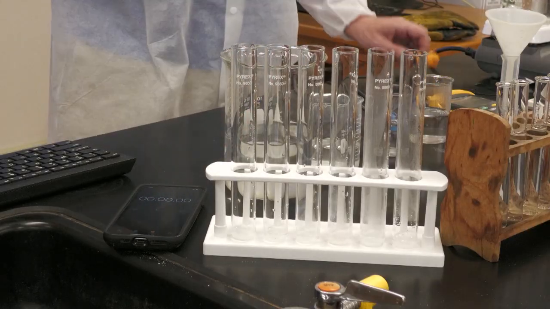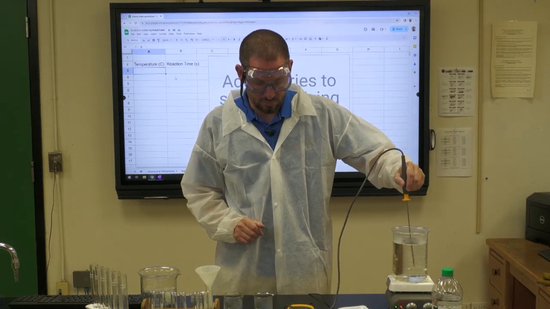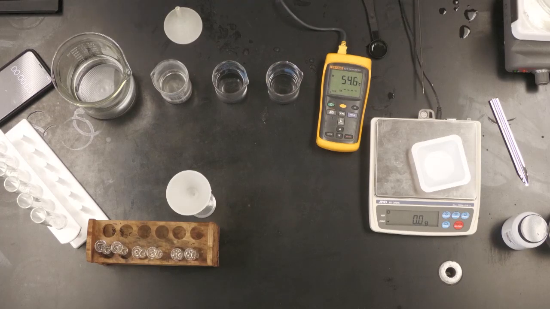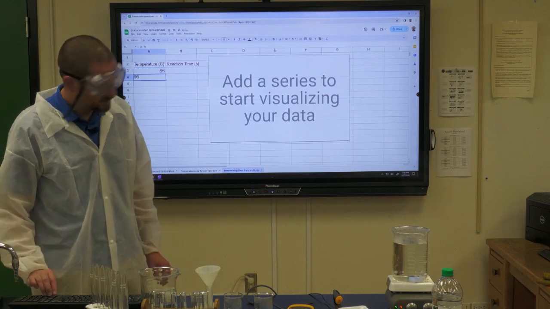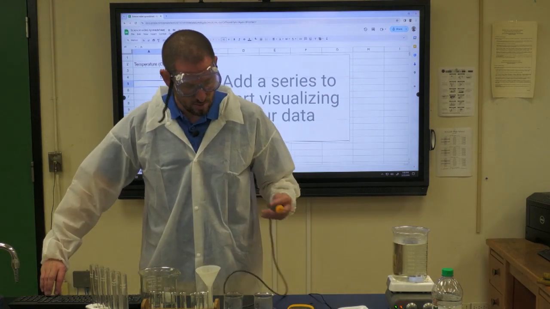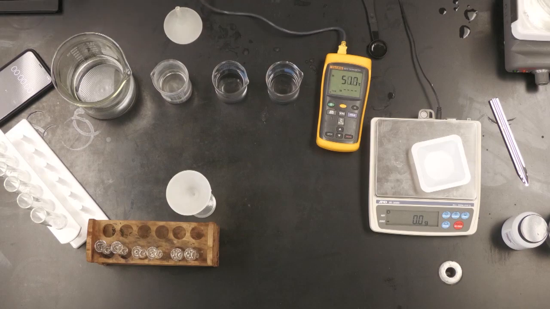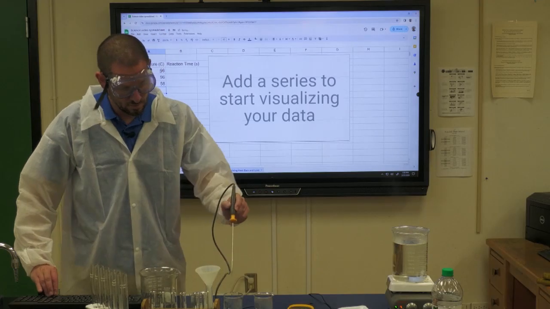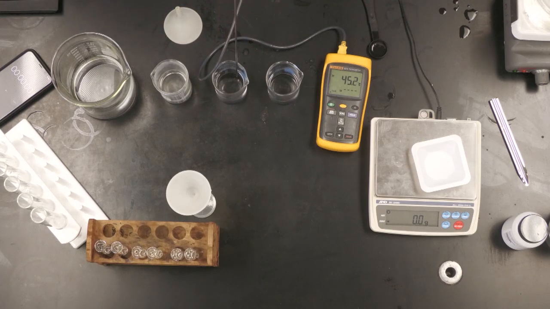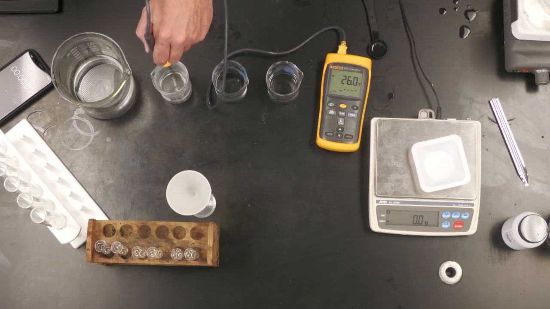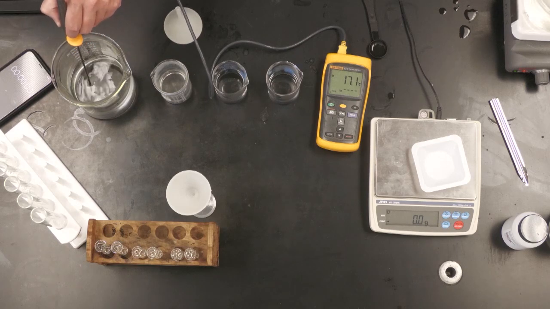All right, while I'm waiting for that to dissolve, I'm going to go ahead and record the temperatures. Again, 96 is our water that is almost boiling. The first two will be 96. The next one is going to be, we'll just go with 58. The third one, go with 46. Then 26, and lastly, 17.